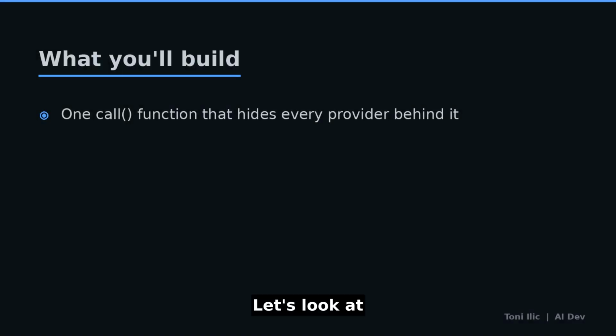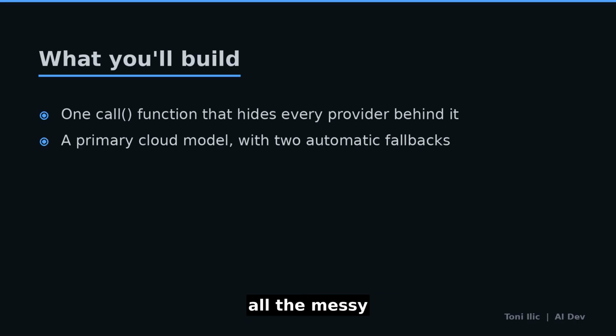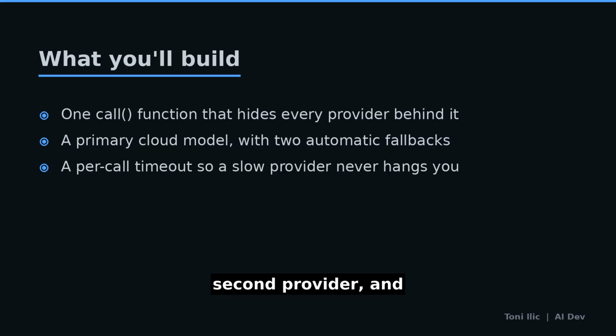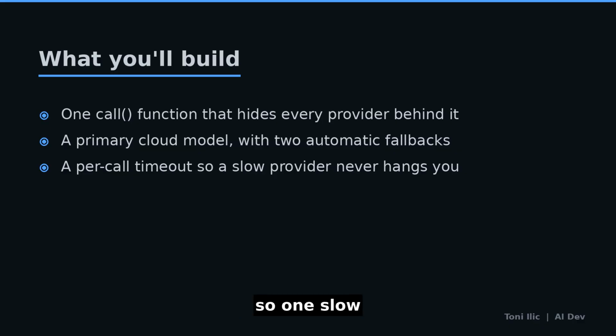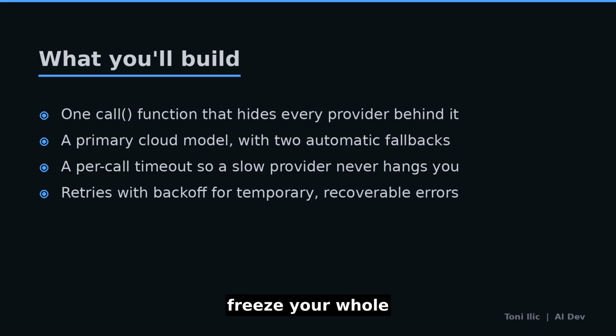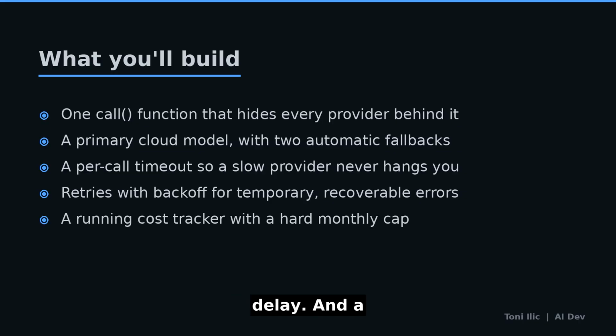Let's look at the finished picture first, so every step has a place to land. You'll end up with one call function that hides all the messy provider details behind it. That function talks to a primary cloud model, and falls back automatically to a second provider, and then to a local model, if it has to. Every single call gets a timeout, so one slow provider can never freeze your whole request. Temporary errors are retried with a short, growing delay. And a cost tracker adds up every request, refusing to spend past a cap you set. 5 ideas, and each one is only a few lines of code.